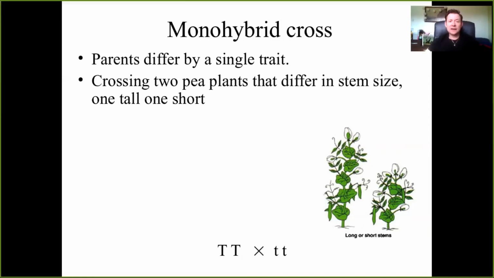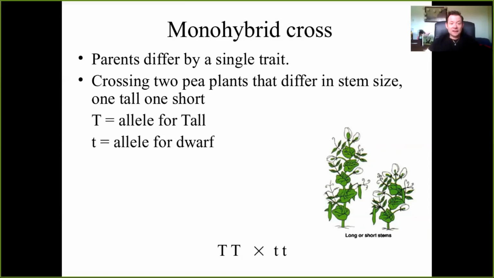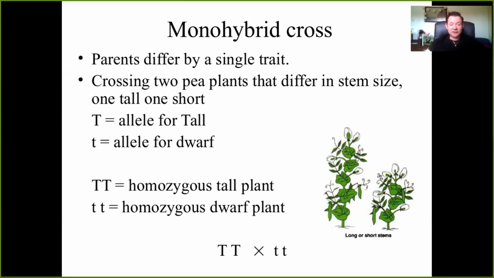So parents differ in a monohybrid cross by a single trait, crossing two plants that differ in stem size, one tall, one short. Capital T for tall, lowercase t for dwarf. TT, homozygous tall; little t little t, homozygous dwarf.